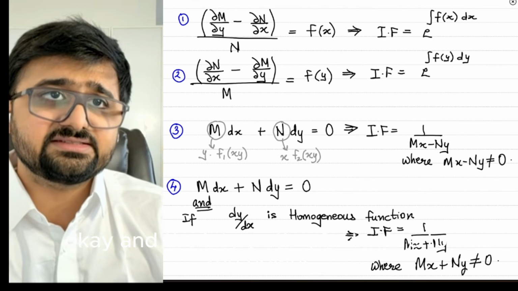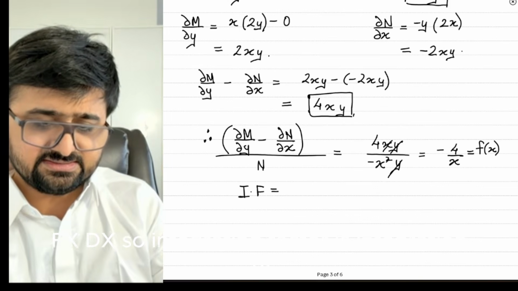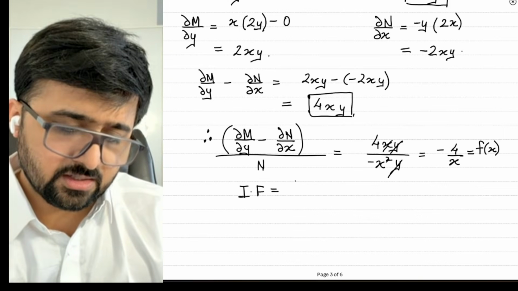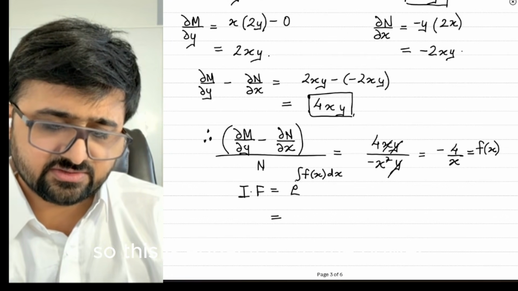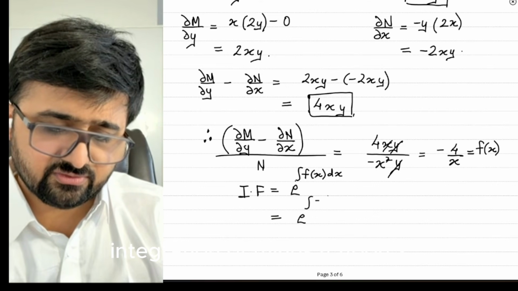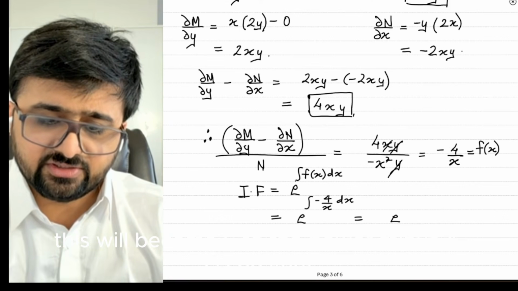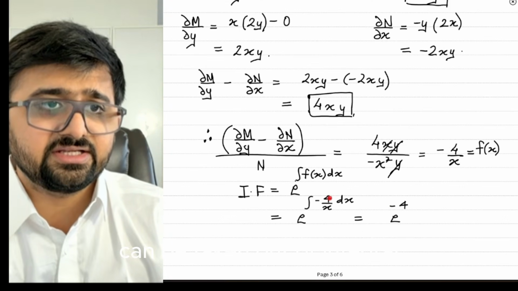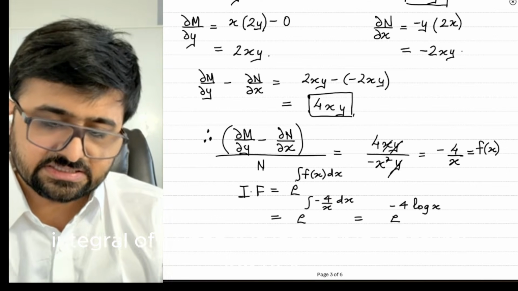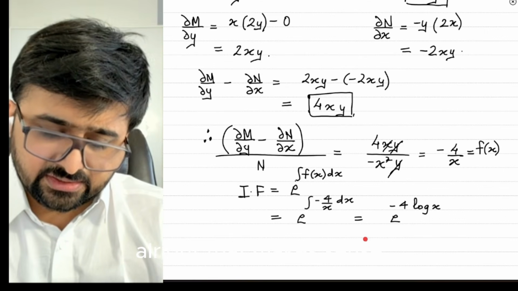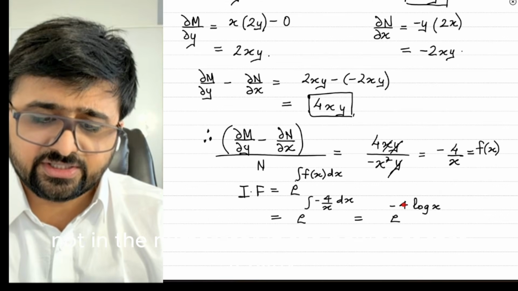The integrating factor is e to the power integration of f(x) dx. So this is equal to e to the power integration of minus 4 upon x dx. Minus 4 is a constant and can be taken out of the integral. The integral of 1 upon x is ln x, the natural log of x. Now this minus 4 can be taken to the power of that x by the log property.